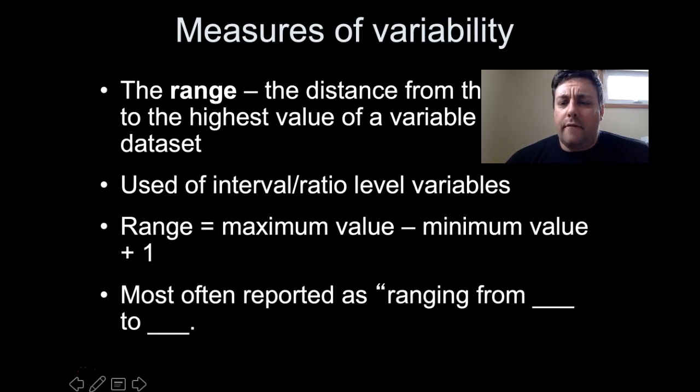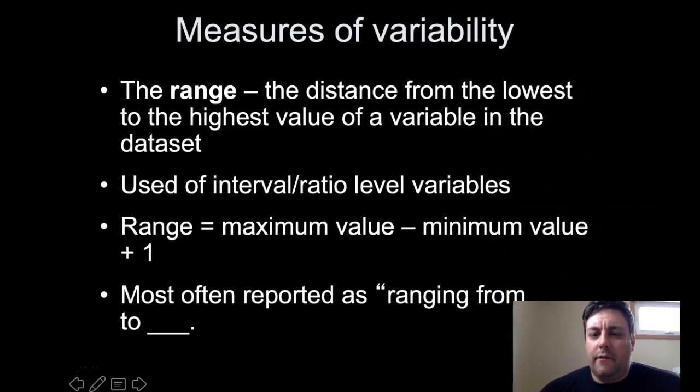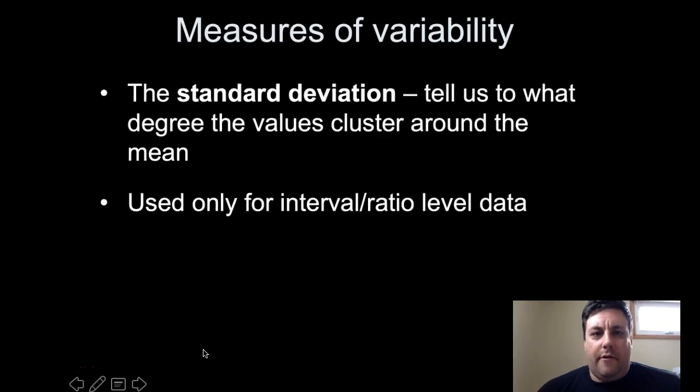So measures of variability. The range is simply the distance from the lowest value to the highest value. The range can only be used with interval or ratio values, and to calculate it, it's simply the maximum value minus the minimum value, and then you add 1 to that. So it's often reported as, the range of data went from whatever the lowest value was to the highest value. But that is a measure of variability.